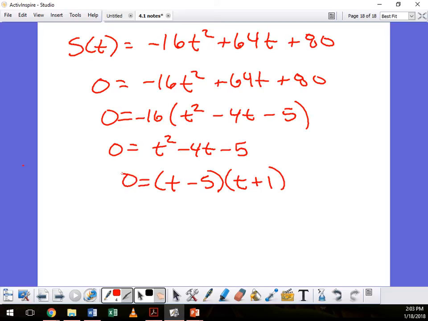Now, zero product rule here. I set each one equal to 0. If I set this equal to 0, t equals positive 5, and t equals negative 1. So, throw away what? The negative time. We're not time travelers. Not yet. Throw away the negative 1. So, when does the ball hit the ground? That's 5 seconds. 5 what? Units. Oh, seconds. 5 seconds. Sorry, I forgot to give us units.